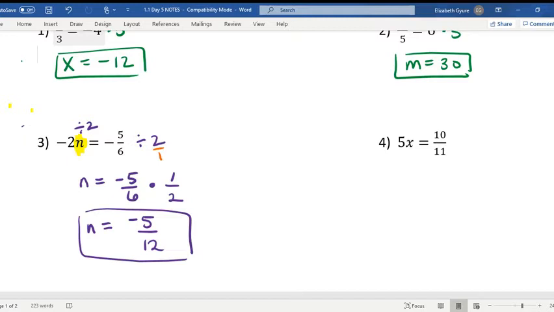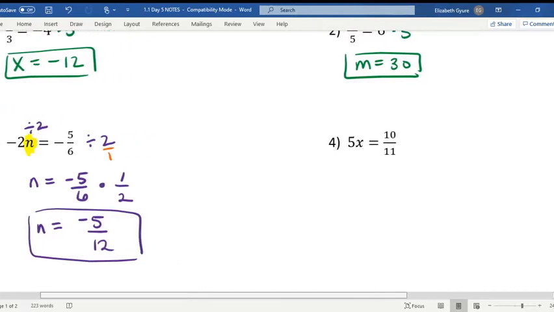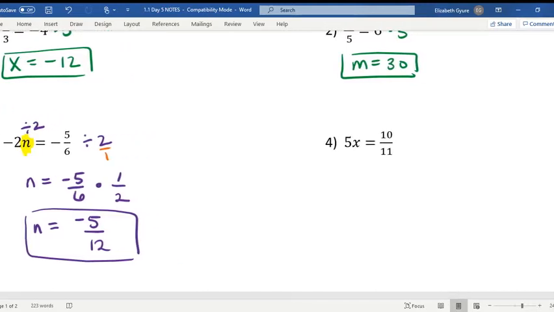Good. So now take a look at number 4. Does that look really similar? So we're going to follow that exact same strategy here. Let's try it one more time. So we have 5x equals 10 over 11. That means 5 times x, right? So I'm going to start randomly picking on some people at home. So Nick, what's the opposite of multiplication? Division. So we're going to divide both sides by 5, right?